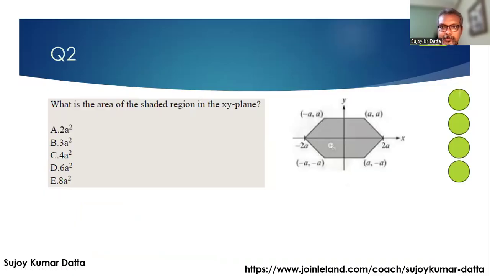First one here is the area of this shape, which you can see is a trapezoid. So there are two identical trapezoids. We'll just find the area of one of them and then double it. This length is from negative a comma a to a comma a. So this negative a to a, right? So a minus minus a. So that's just 2a. We don't need to use the distance formula because it's along the same horizontal line, right?